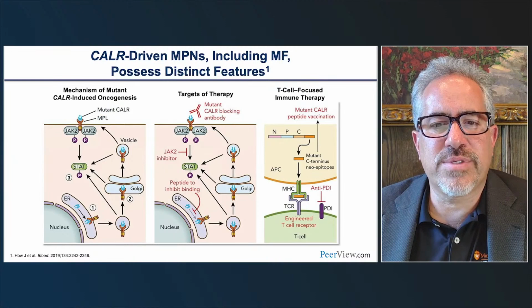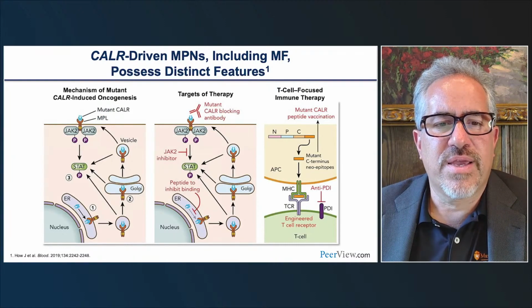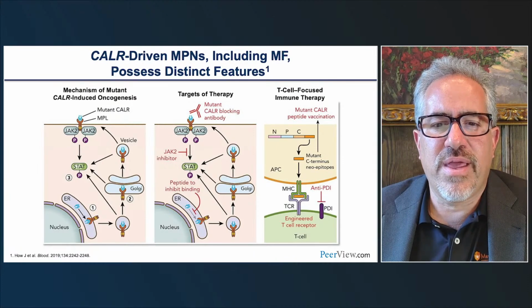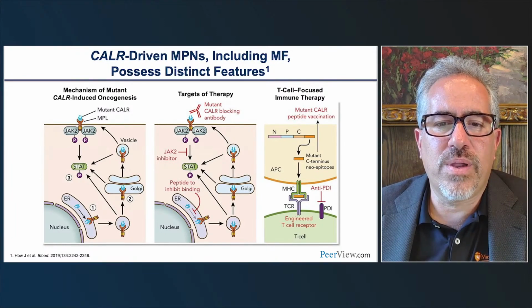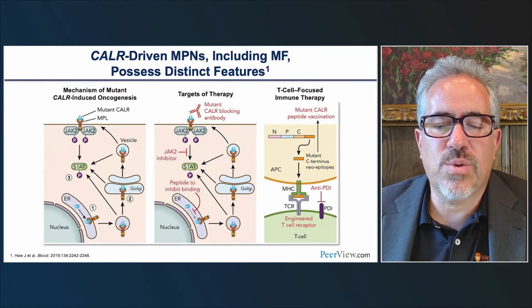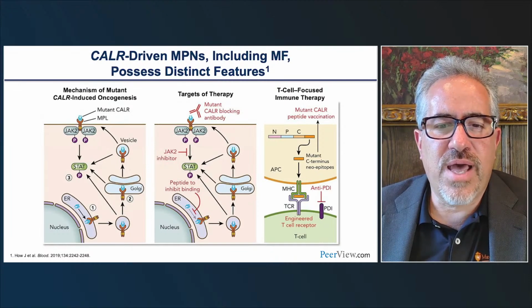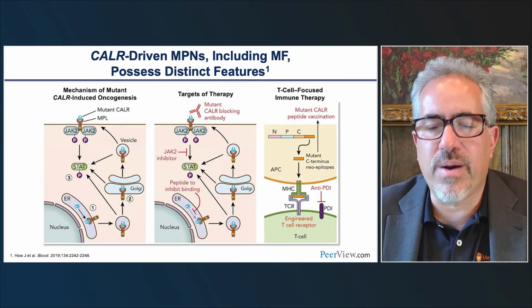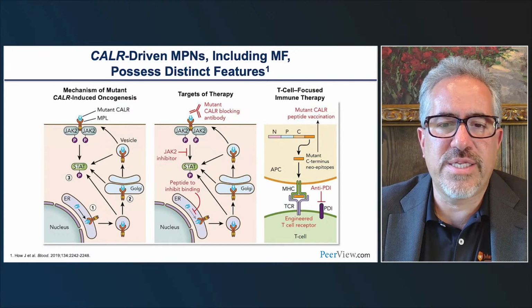Calreticulin has some interesting implications for the future. Calreticulin can be present on the cell surface, which is different than some of the other mutations in MPNs. And for this reason, there is much preclinical work ongoing regarding perhaps calreticulin blocking antibodies, peptide vaccines, or other approaches. These are not yet ready for prime time, but are approaching the clinic each and every day.